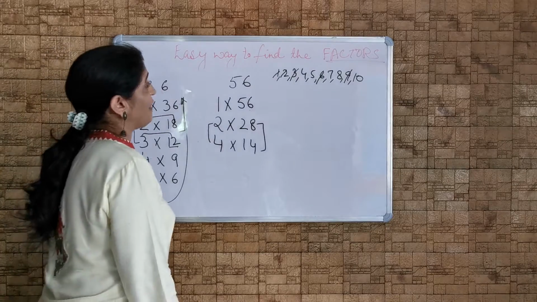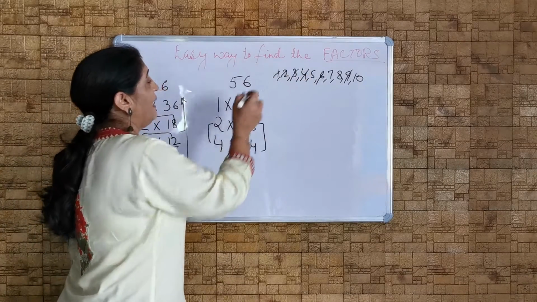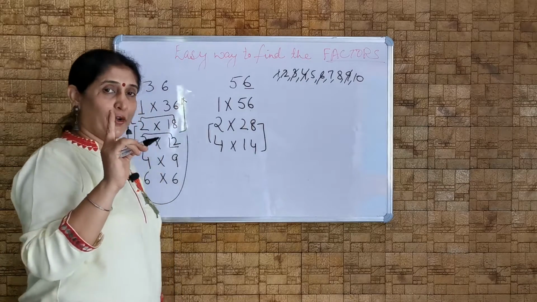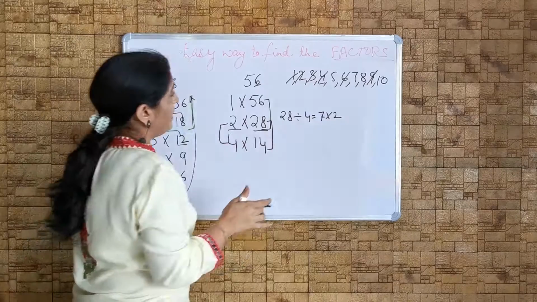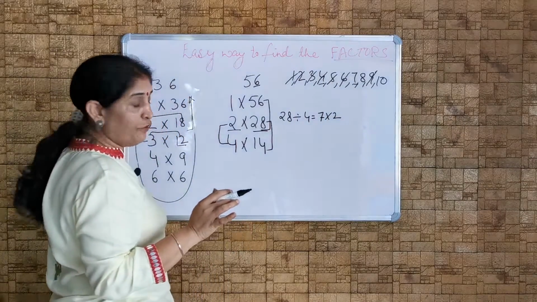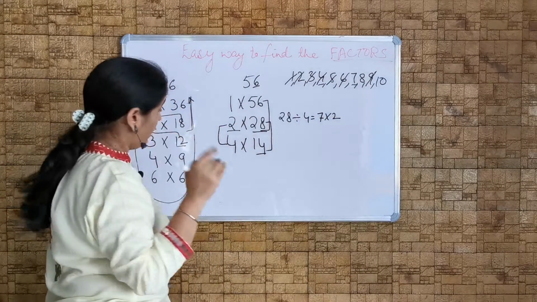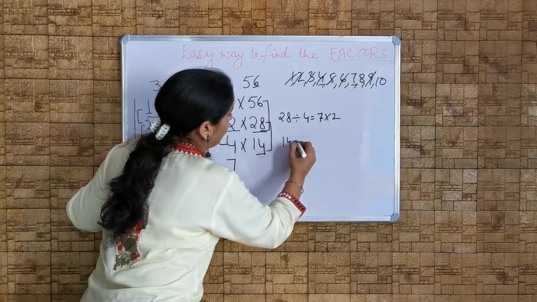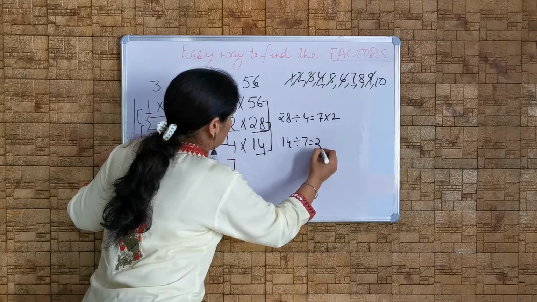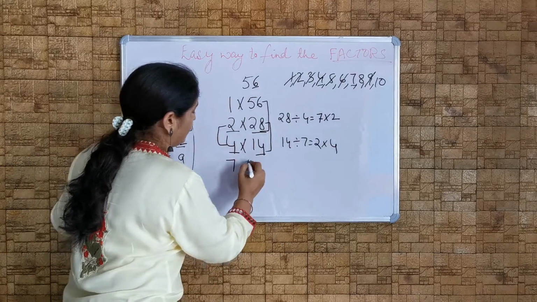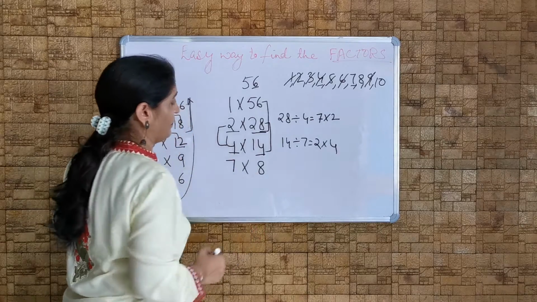Next number is 5. For 5, the rule of divisibility says there should be 0 or 5. So, it's not there. Next number is 7, as 6 has been cut off. 7 2's are 14. So, we will write 7 here. 14 divided by 7 is 2, multiplied by the first factor with it, and then the number comes 8.